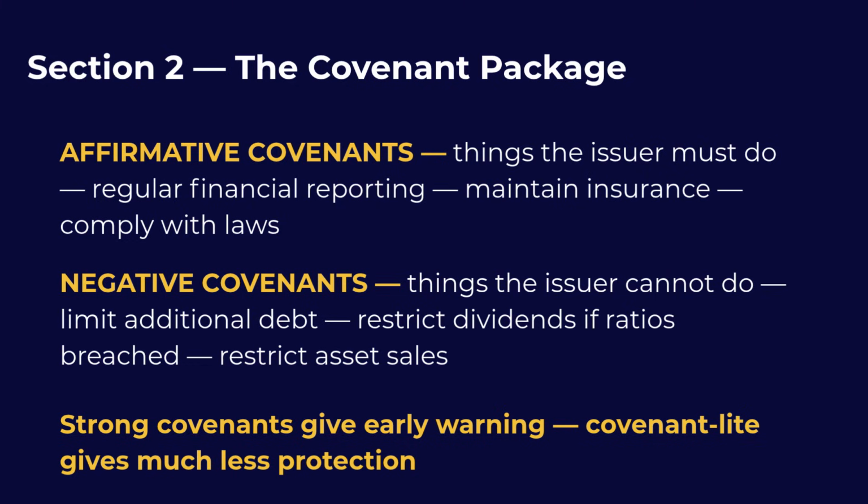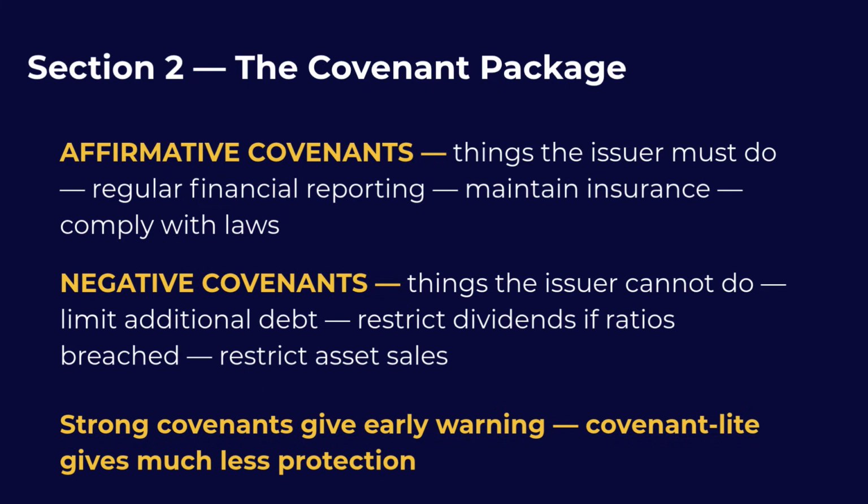The second section that institutional analysts focus on carefully is the covenant package. Covenants are contractual promises the issuer makes to protect bondholders. Affirmative covenants require the issuer to do certain things, such as providing regular financial reporting. Negative covenants restrict the issuer from doing certain things, such as taking on additional debt beyond a specified limit or paying large dividends if certain financial ratios are breached.